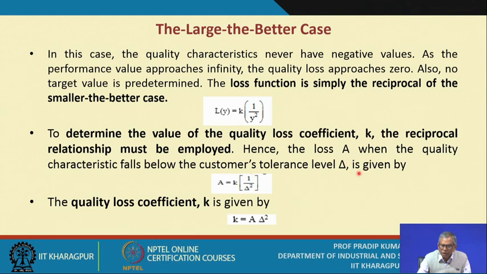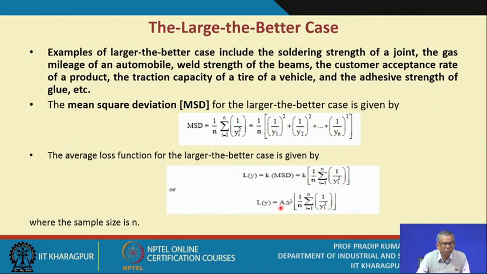Now this loss A is given by capital A equals K times 1 upon capital delta square. So obviously the loss coefficient K is given by this, that means small k equals capital A into capital delta square. Okay, so this is very simple. So what are the examples of such quality characteristics?